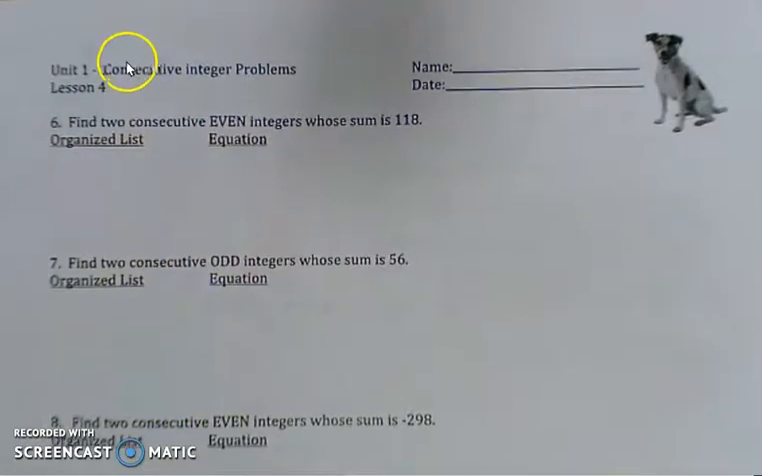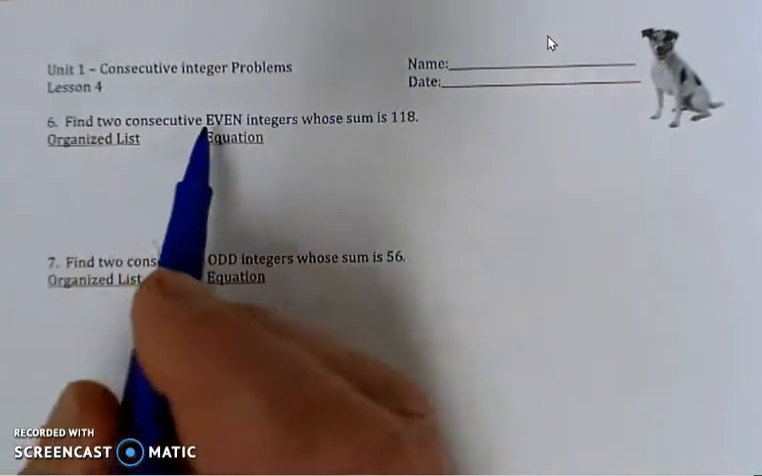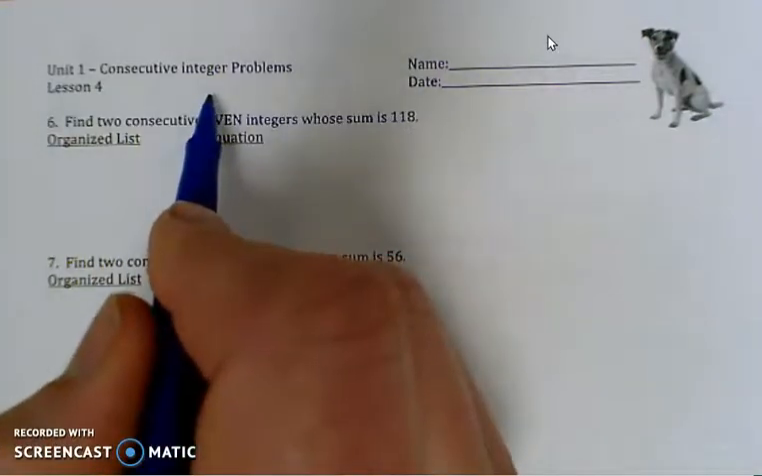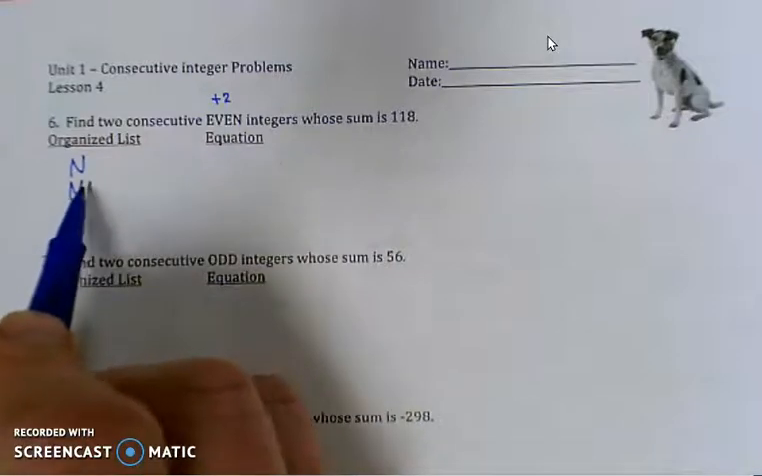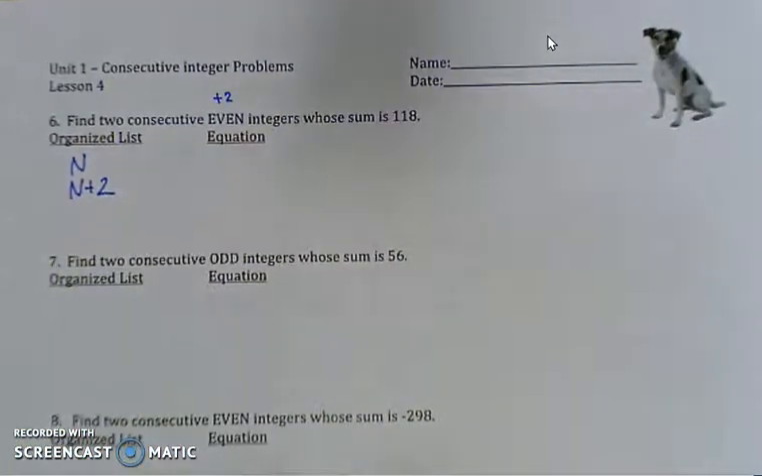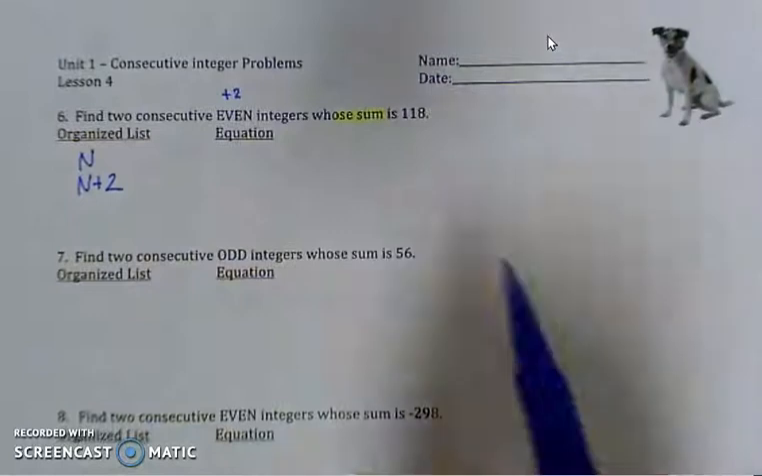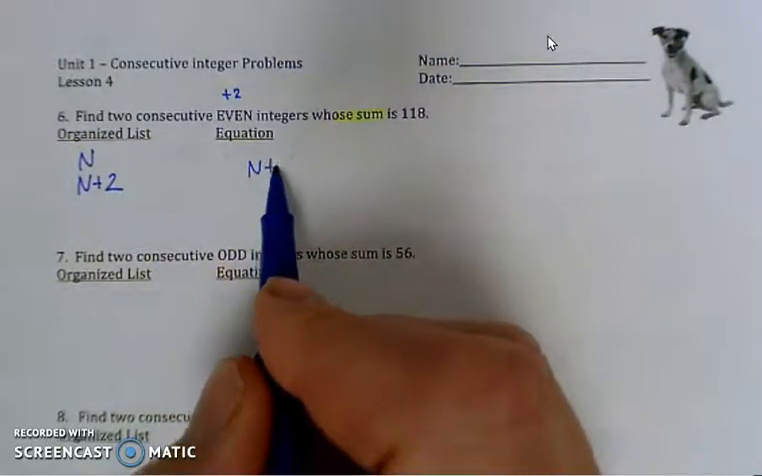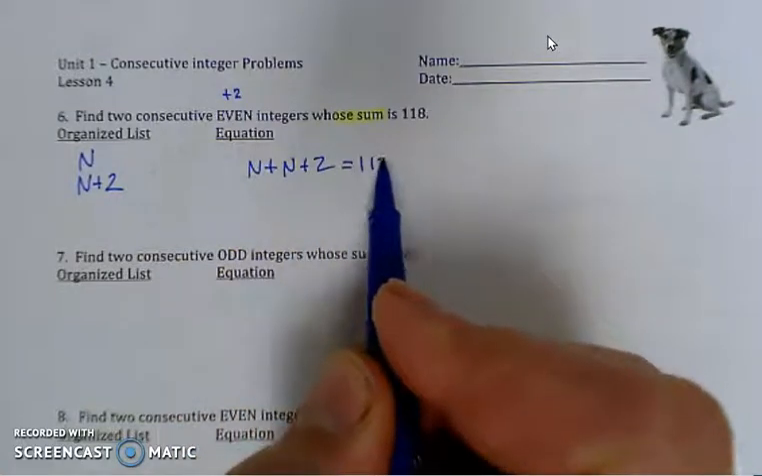Okay, with that in mind, we're going to try the backside, which asks us to find 2 consecutive even integers. So an organized list, I'm going to remember that it's even integers, so that's my plus 2. So I've got n for my first number and n plus 2 for my second number. So an equation whose sum, again, I'm talking about a sum, is n plus n plus 2, those first two numbers, to equal 118.